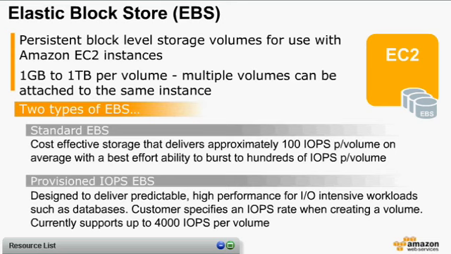There are two different types of EBS storage I alluded to. One is standard. This is the most cost-effective storage, and it delivers approximately 100 IOPS per volume on average. There is better performance than that, but it's on a best effort basis. Typically, we'll see this used in non-productive environments, on-demand environments that are not always on, or don't have as many users in them.